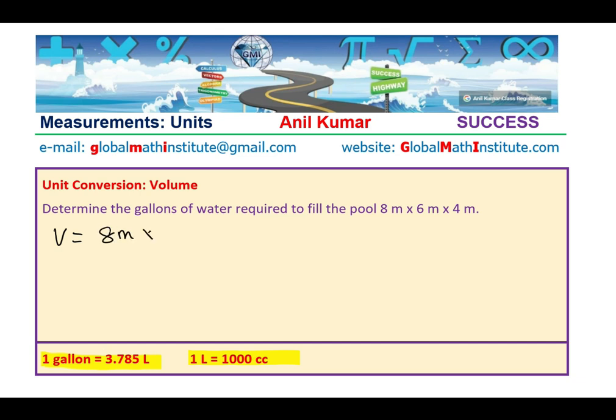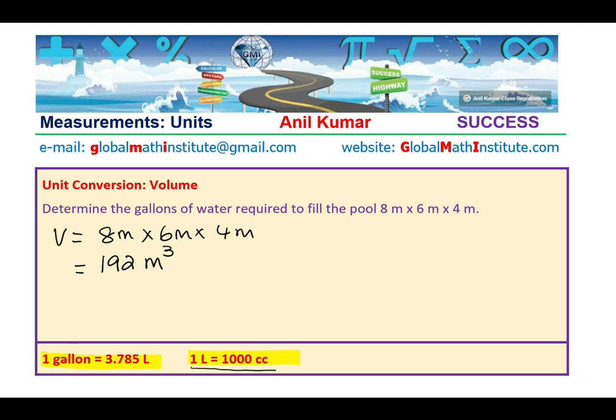So 8 meters times 6 meters times 4 meters, correct. And when you do that, you get what? You can use the calculator, right? So 8 times 6 times 4 gives you a big number, 192 meter cube. Now, what we know here is that meter cube should be converted to centimeter cube, right? And then to liters. That is what we need to do, right?